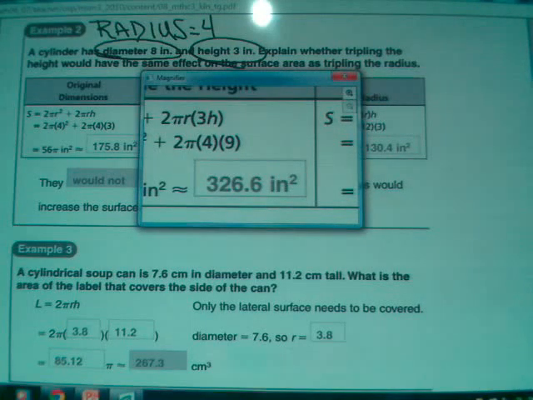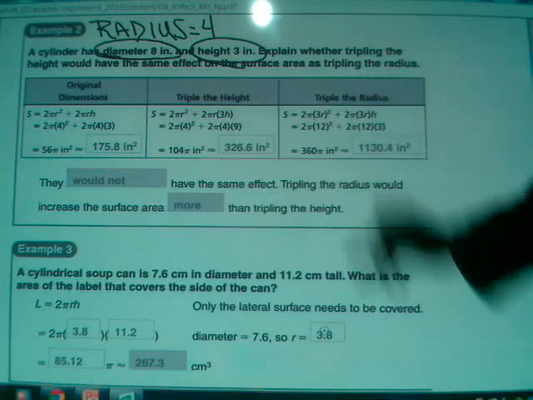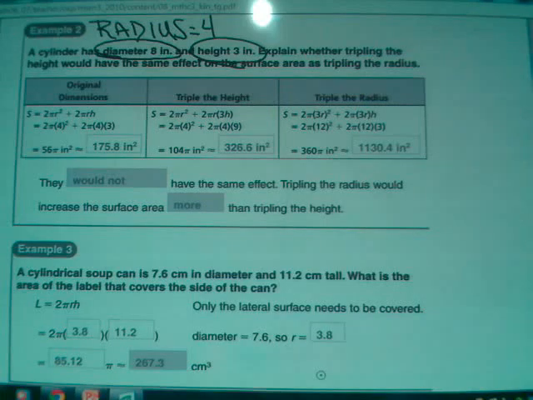So no, to answer the question, the same thing does not happen when I triple the radius and when I triple the height. We get different answers there.